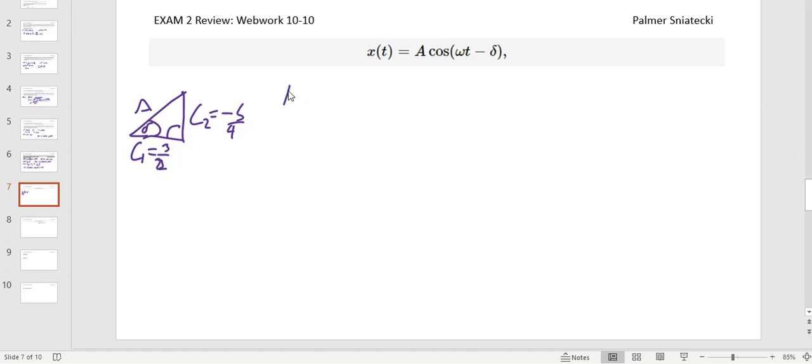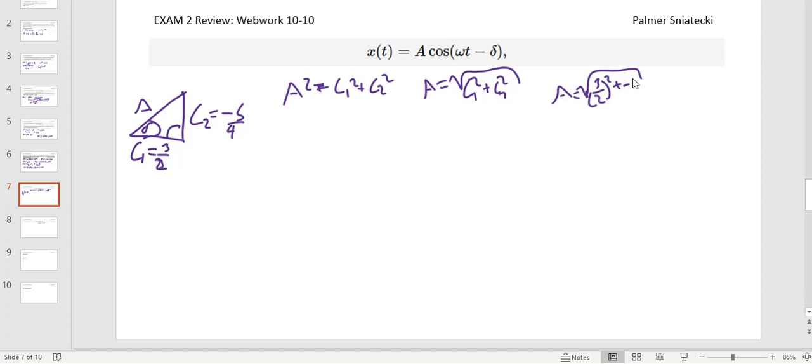And we just take it how we would a hypotenuse, because a squared is going to be equal to c1 squared plus c2 squared. So a is equal to the square root of c1 squared plus c2 squared. So a is equal to the square root of 3 halves squared plus negative 5/4 squared, which is equal to the square root of 9/4.